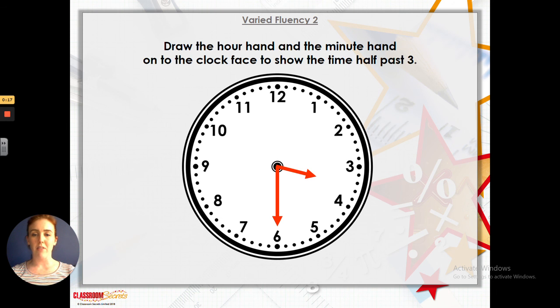And remember, if you feel confident with the fluency, I'd like you to have a go at the problem solving as well. Good luck and remember to ask for help if you need it.